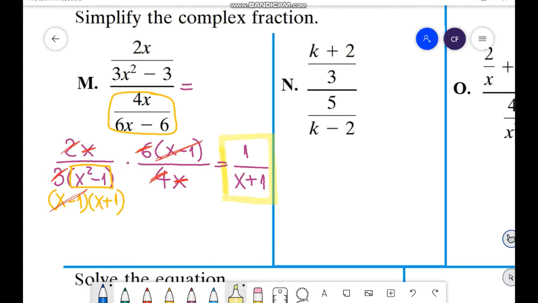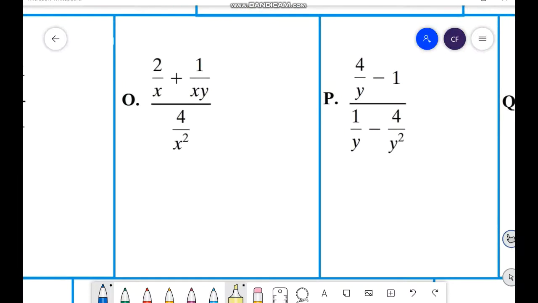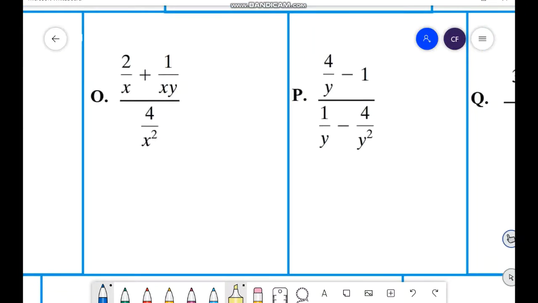Skipping letter M and moving to letter O. Check this. Now I think it's better to use method number 2, because we have 2 fractions on the numerator. See? If you have 2 fractions, you can use method number 1, but you have to put together these 2 fractions, you have to combine them. But I think method number 2 is better.